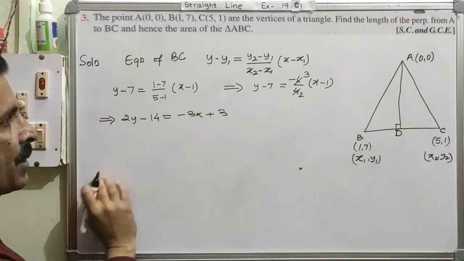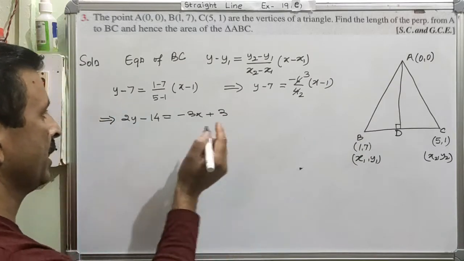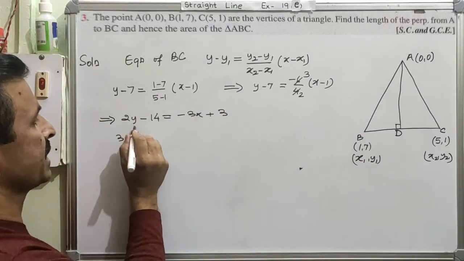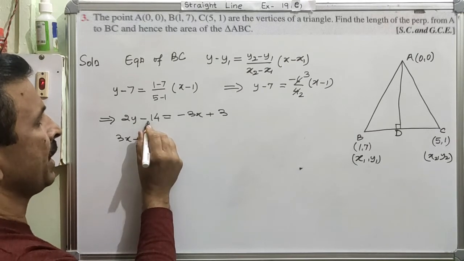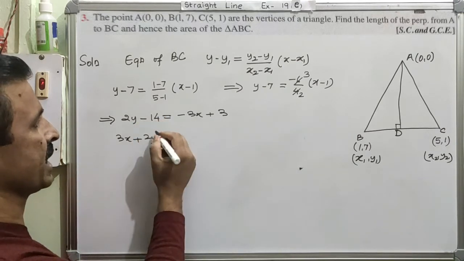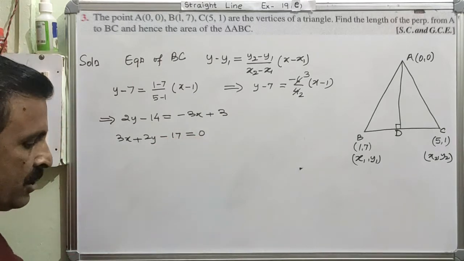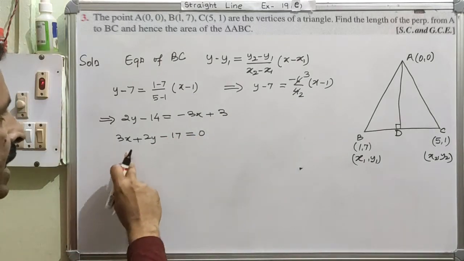Now bring it all to one side because we want to have this equation in the general form. So 3x will become positive. This is 2y as it is, minus 14, and this 3 also will come to this side and become negative. So this is minus 17 is equal to 0, that is 3x plus 2y minus 17 is equal to 0. So now your equation is ready.